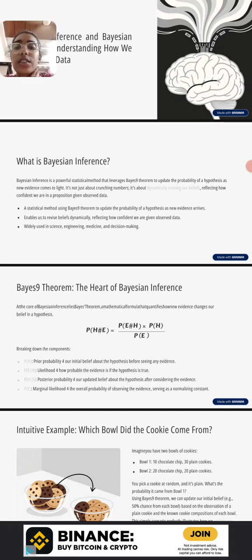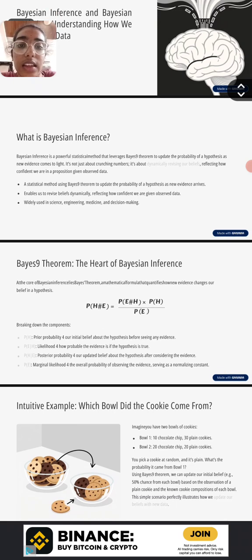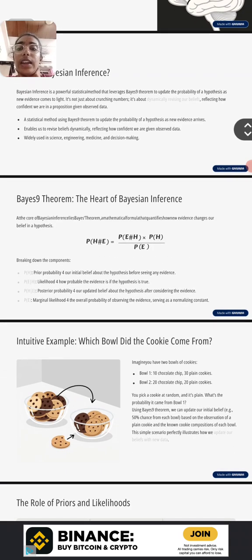This is from Bayes' theorem. Bayesian inference is what we adapt from Bayes' theorem to update the probability of a hypothesis as new evidence comes to light. It's not just about crunching numbers, it's about dynamically revising our beliefs, reflecting how confident we are in a proposition given observed data. So this tells about our confidence in our given data.